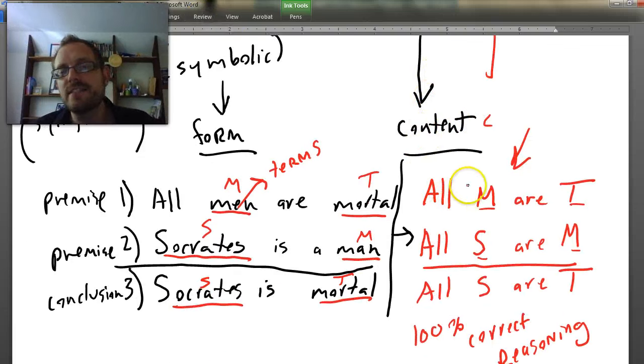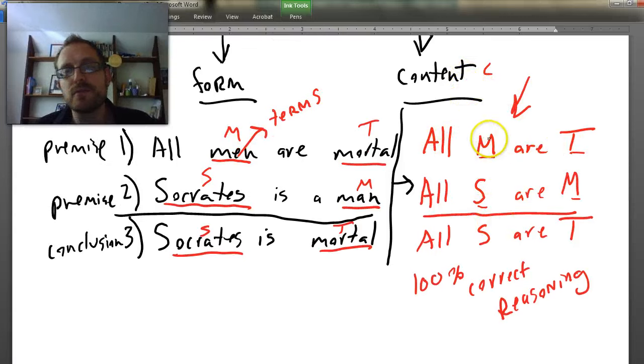Well, what if I gave a different example? What if I took the form of the reasoning, but I put into the variables terms that really aren't real, that are not true? For instance, what if I changed the M here by saying that M is unicorns, T are one-horned animals, S here would be Susie. So it looks like this. All unicorns are one-horned animals. All animals identical to Susie are unicorns. Therefore, all animals identical to Susie are one-horned animals.